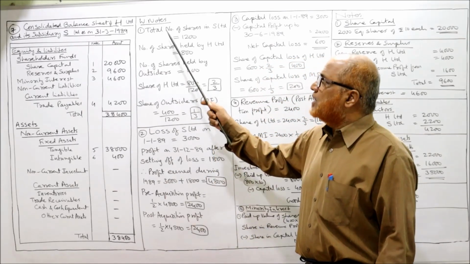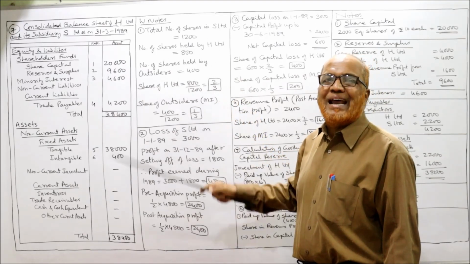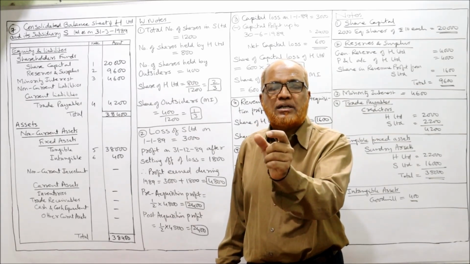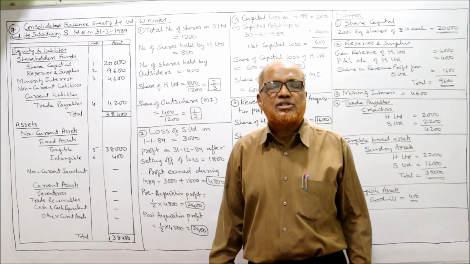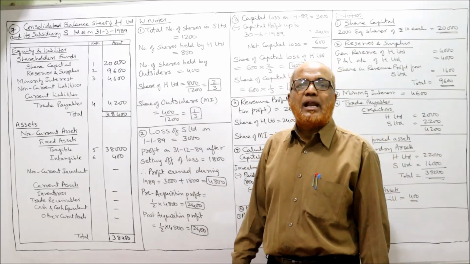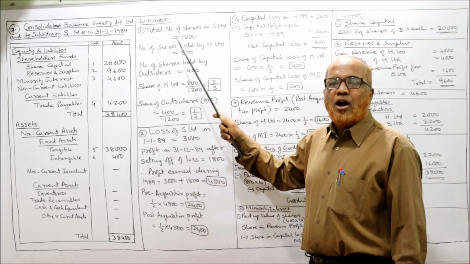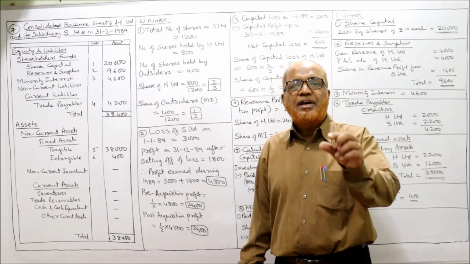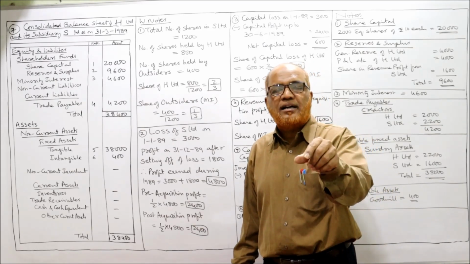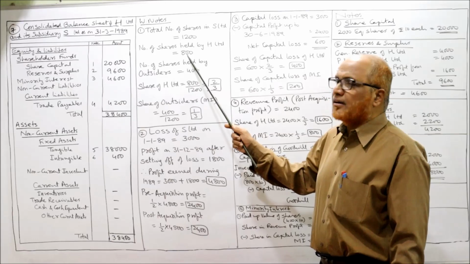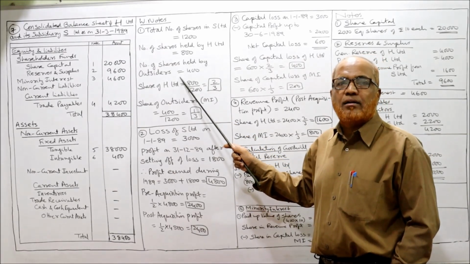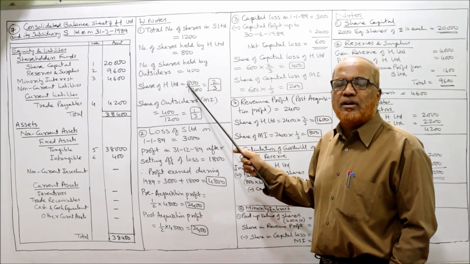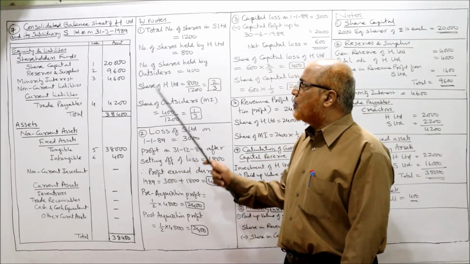So what is the working note first? Total number of shares in S Limited are 1,200. You can see the balance sheet. S Limited share capital is 12,000 and the face value of each share is 10 rupees. So 12,000 divided by 10, 1,200 shares, total number of shares. How many shares are held by H Limited? 800, given in the balance sheet asset side. It is given H Limited holds 800 shares in S Limited. Number of shares held by outsiders, 400, because out of 1,200, 800 shares are held by H Limited, remaining 400 shares are held by outsiders, minority interest.